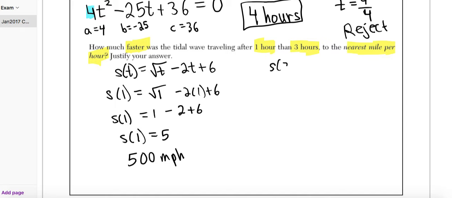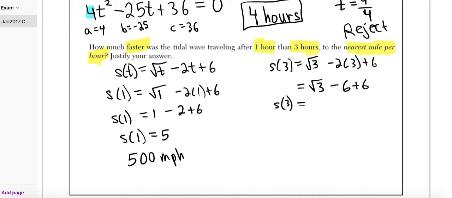So I want to do the same thing for s of 3. S of 3 will be the square root of 3 minus 2 times 3 plus 6. Square root of 3 doesn't simplify any further. That's simplest radical form. Negative 2 times 3 is negative 6, and negative 6 plus 6 is 0. So s of 3 just becomes the square root of 3. And if I multiply by 100, the speed would be 100 radical 3 miles per hour.